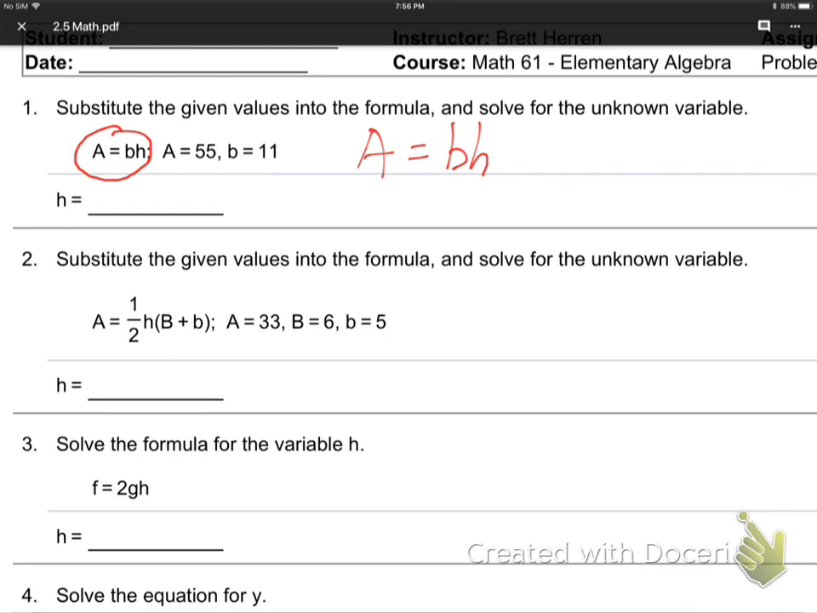They're telling us A is 55. They're giving us this formula, A equals BH, so you don't have to memorize the formulas. They're just giving me A and B, and I've got to plug them in. So A is 55 right there, B is 11 right there. We get 55 is 11 times H.